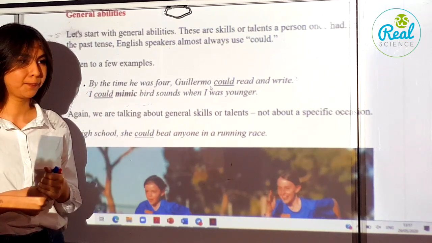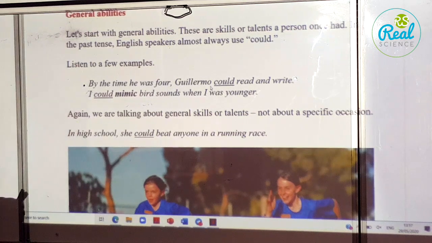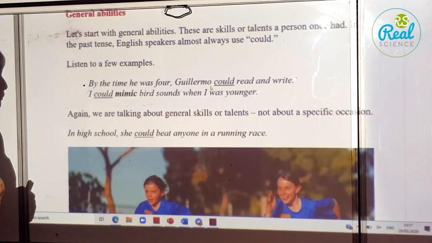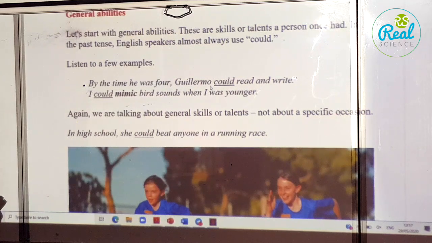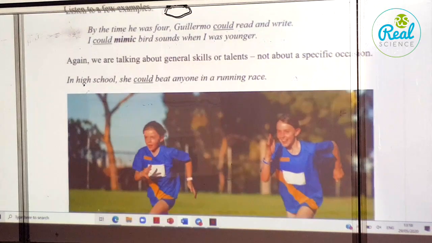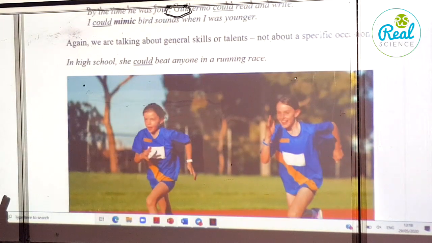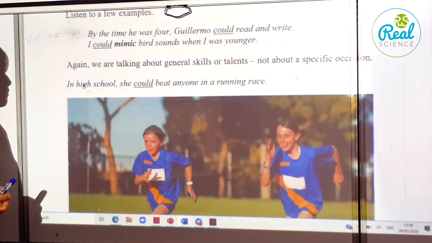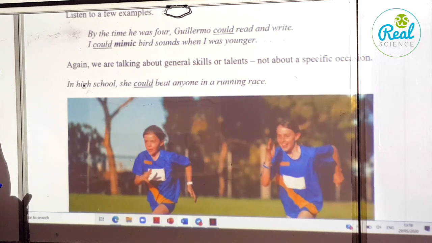Let's start with general abilities. These are skills or talents a person has in one's hand. In the past tense, English speakers almost always use could. Listen to a few examples. By the time he was 4, Guillermo could read and write. I could mimic birds' sounds when I was younger.